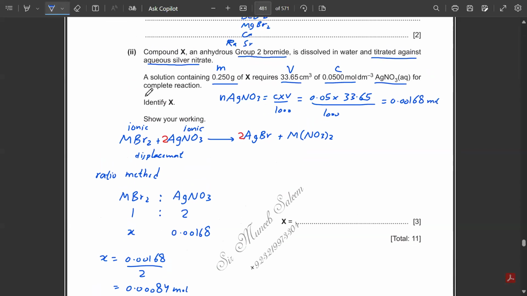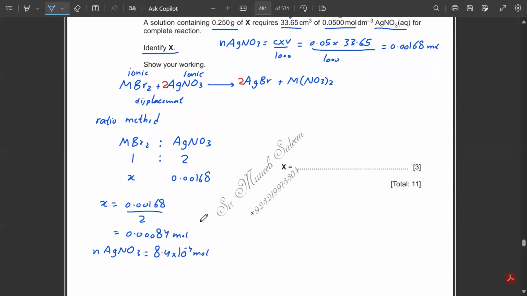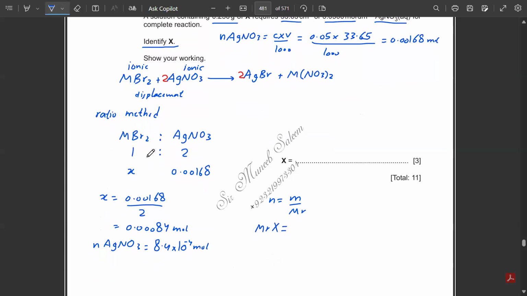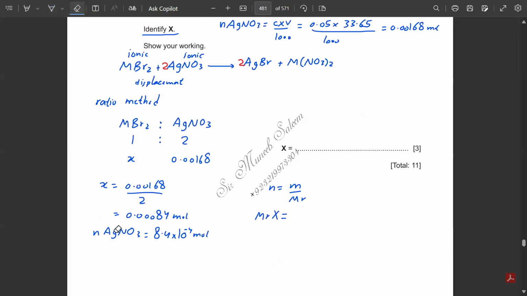Now we have to find out the X, which means X is a compound. For that compound, we must have its molecular mass, Mr value. So we can have this relation: n is equal to mass over Mr. Now Mr of the X will become... there's a slight mistake here. We have calculated the number of moles of the X compound, not the AgNO3. Number of moles of X is calculated here, which is basically MBr2. It is equal to 8.4 into 10 to the power minus 4 mole.